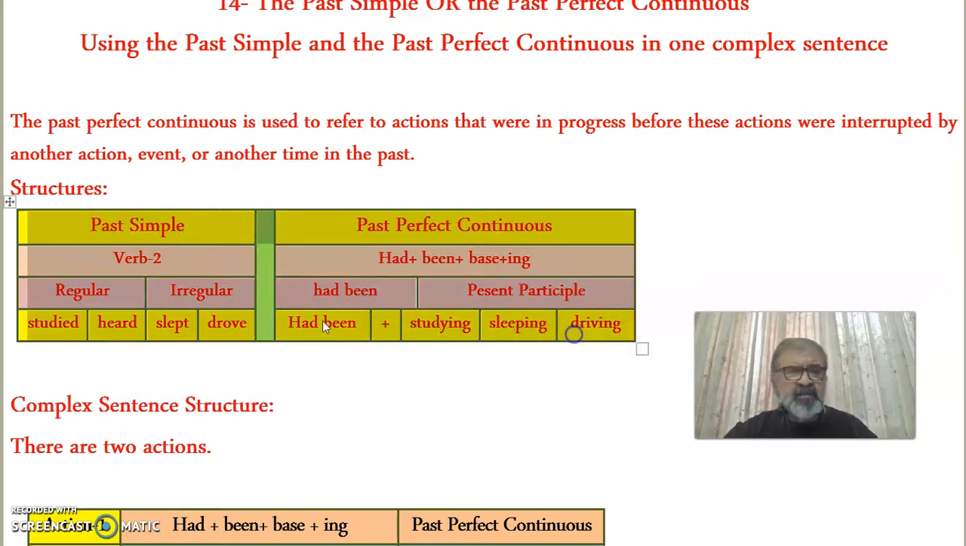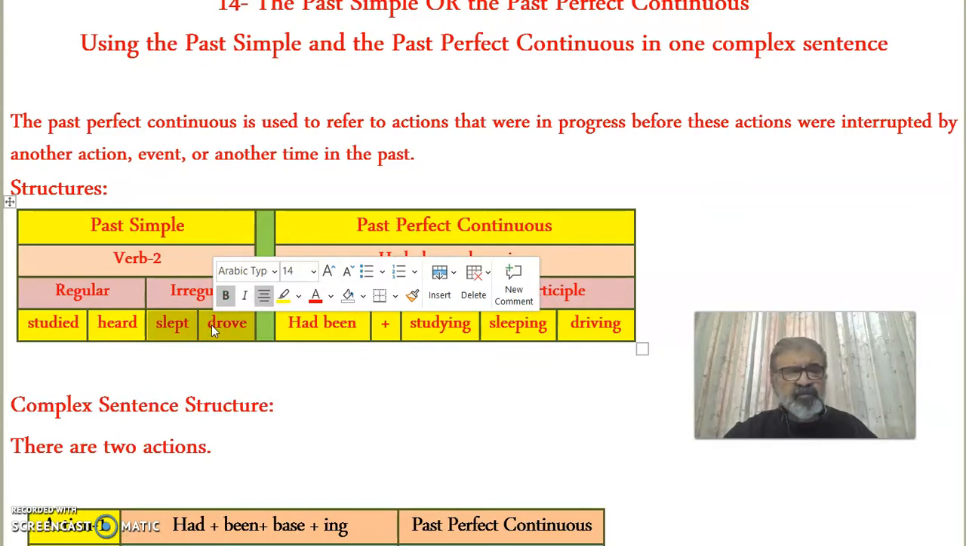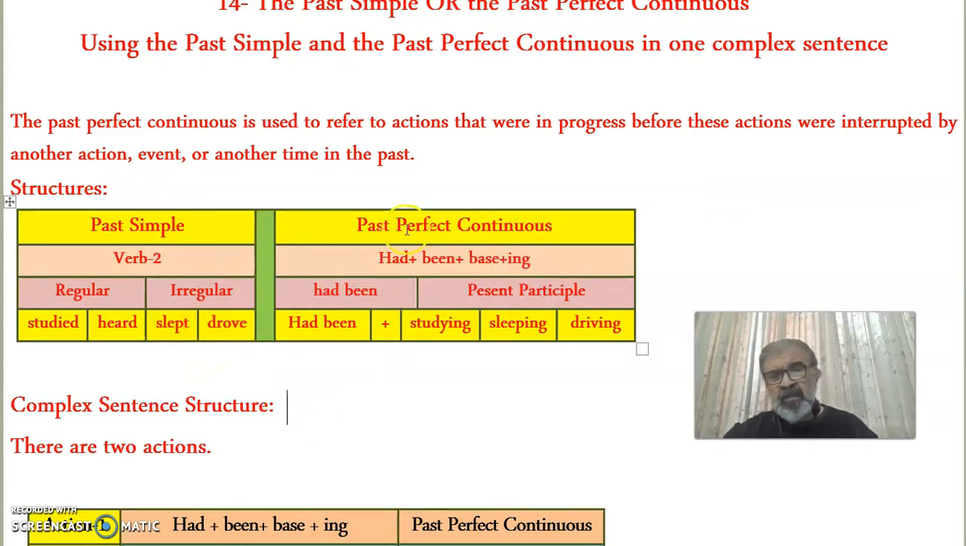As you can see, the past simple always comes as verb 2. It is either regular or irregular. Regular because it ends with ed or d, and irregular because we change the whole verb from verb 1, or from base, into verb 2. Sleep, slept, drive, drove. However, the past perfect continuous is always used as had been plus verb ing. Had been studying, sleeping, or driving.